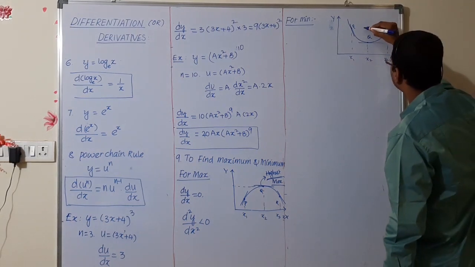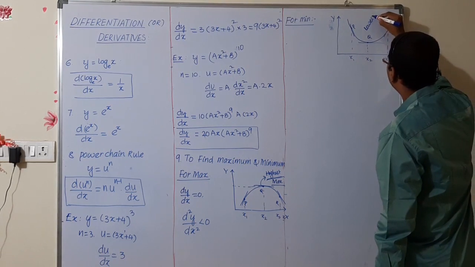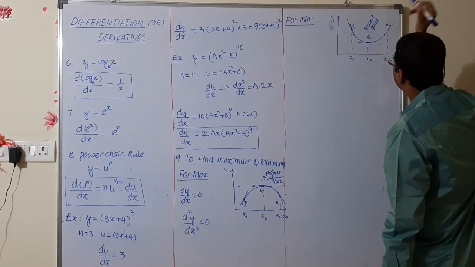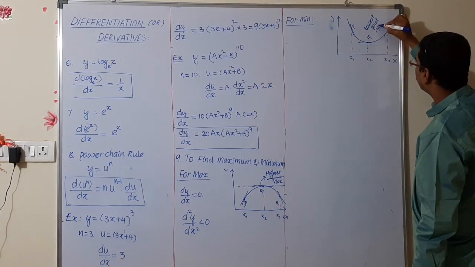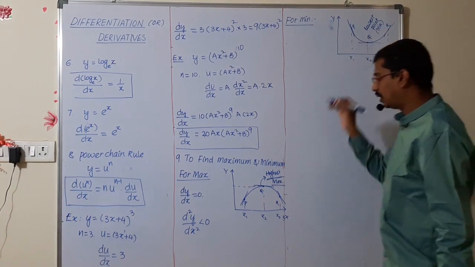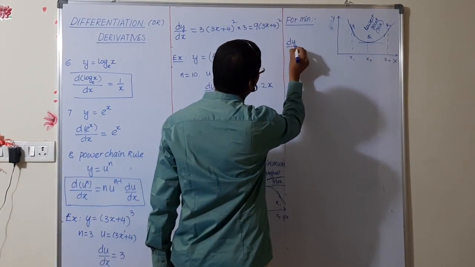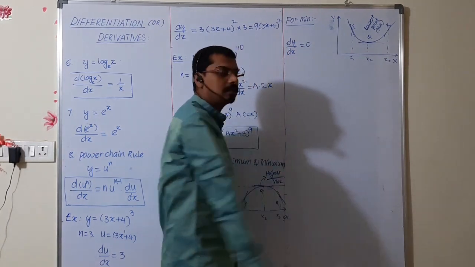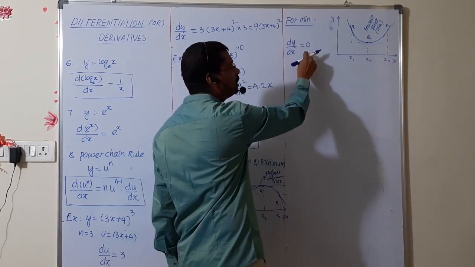This point Q, we can say, is the lowest point. The lowest point, in our terminology, we can write as minimum. Here, what is the condition? For minimum or maximum, the first condition is always the same: dy/dx is 0. Either for minimum or maximum, we have to use this formula.